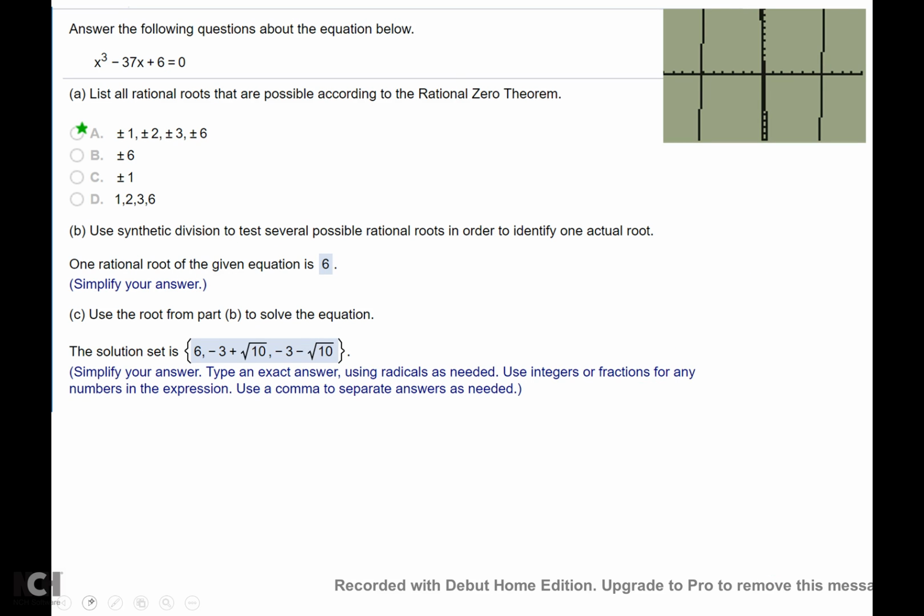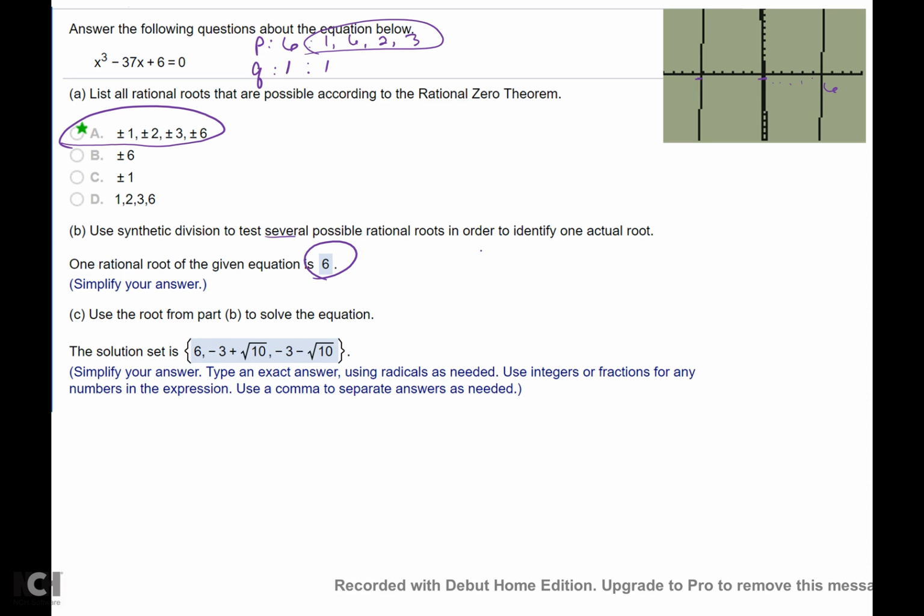Alright, answer the following questions about the equation below. List all the rationals. Your p has to come from factors of 6, which are 1, 6, 2, 3. Your q has to be a factor of 1, which is 1, which makes my life easy. Anything over 1 is just those with pluses or minuses. It says test several, but again, we're going to use the picture. I'm not really sure about some of these, but for sure, it looks like it's crossing at 6.